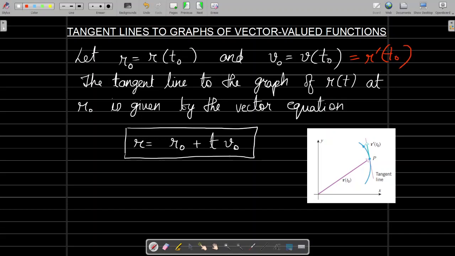Then the tangent line to the graph of r of t at r0 is given by r equal to r0 plus t times v0. So if you have to find the tangent to a vector valued function at a given point, you find the derivative function, r dash at t0. That is what we are going to call v0. And you find the value of the function at that point, r of t0, which is r0. So r0 plus t times v0 will give you the equation of the tangent at that given point t0.